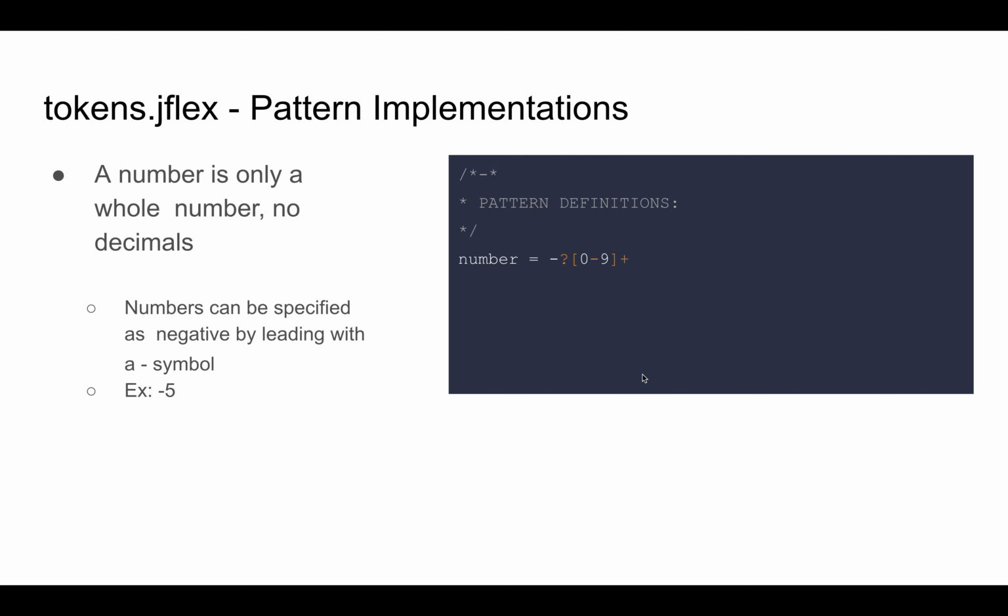If you remember, in the language features we mentioned that a number in this language should only be an integer, and it can support negative numbers. So as you can see here, we have an optional minus sign, which represents negative numbers, and then digits from 0 to 9 are allowed, and there has to be at least one digit.